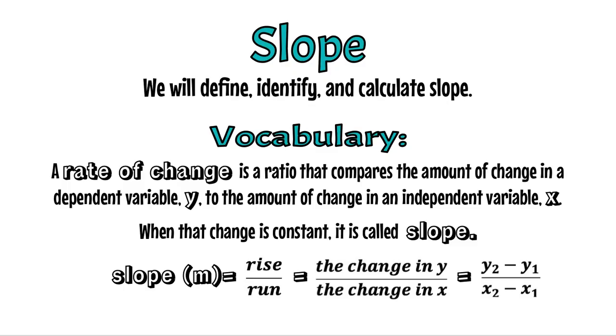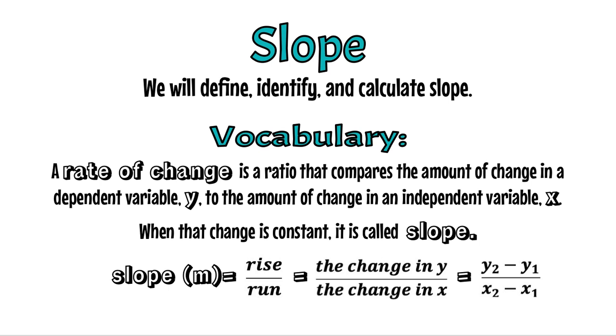In this video, we're going to talk about slope. We're going to define, identify, and calculate slope. A rate of change is a ratio that compares the amount of change in a dependent variable, which is usually your y variable, to the amount of change in an independent variable represented by x. When that change is constant, we call it slope.